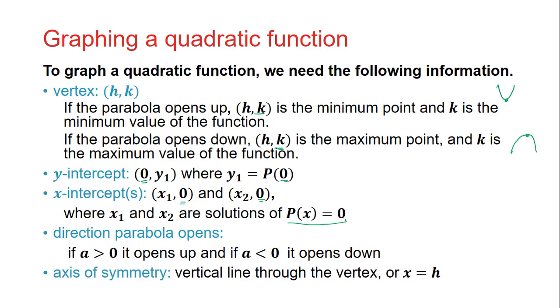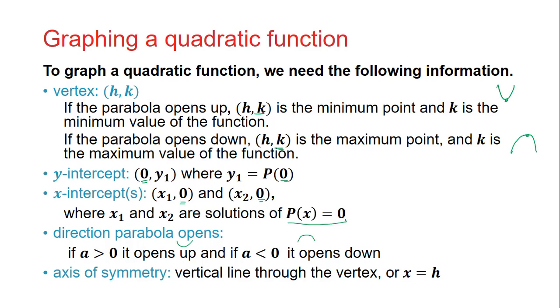Then we also need to know if the parabola opens up or opens down. If the value of a is positive, positive means it opens up, right? Opens with a smile. And if a is negative, it opens down, it frowns.